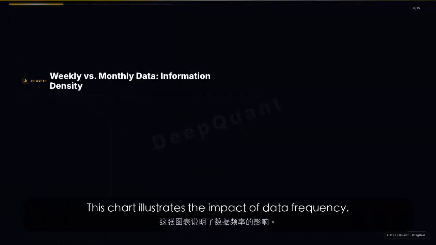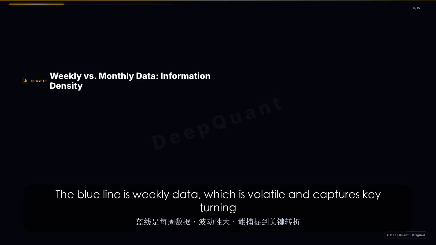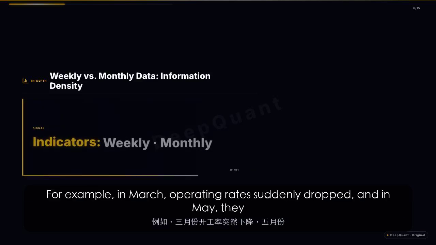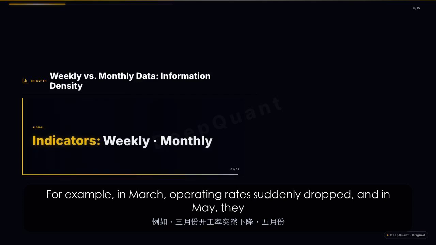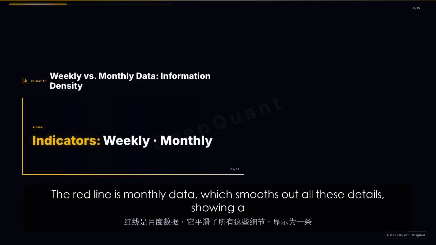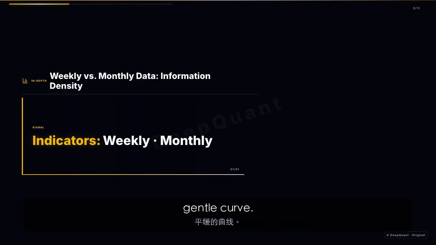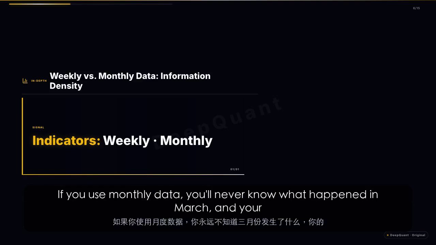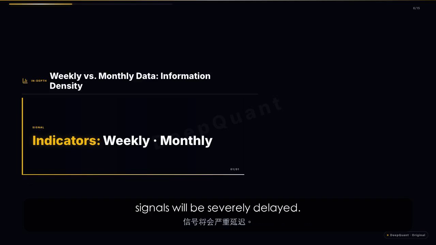This chart illustrates the impact of data frequency. The blue line is weekly data, which is volatile and captures key turning points. For example, in March, operating rates suddenly dropped, and in May, they rebounded sharply. The red line is monthly data, which smooths out all these details, showing a gentle curve. If you use monthly data, you'll never know what happened in March, and your signals will be severely delayed.